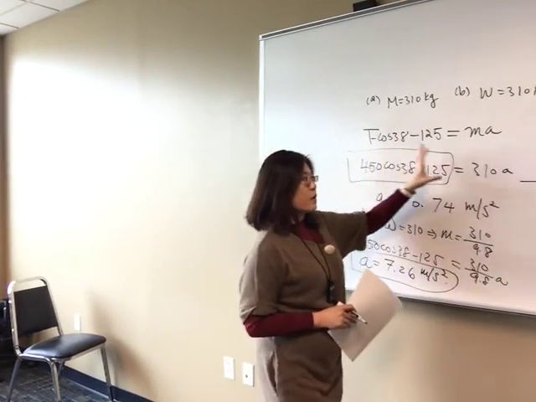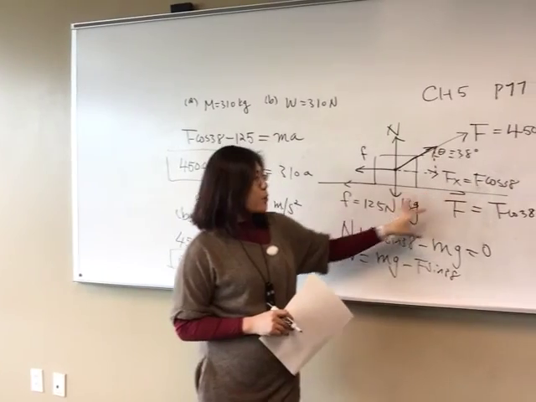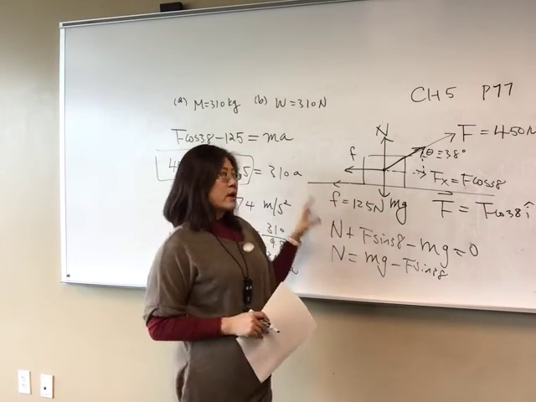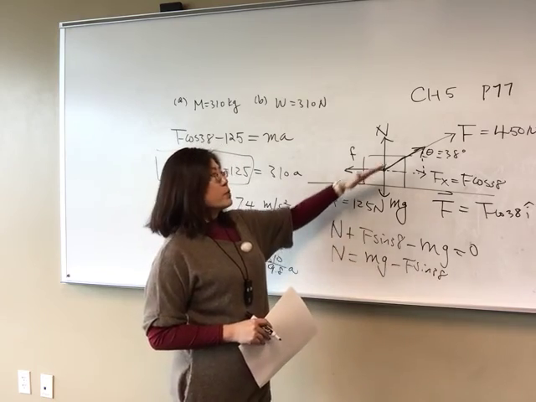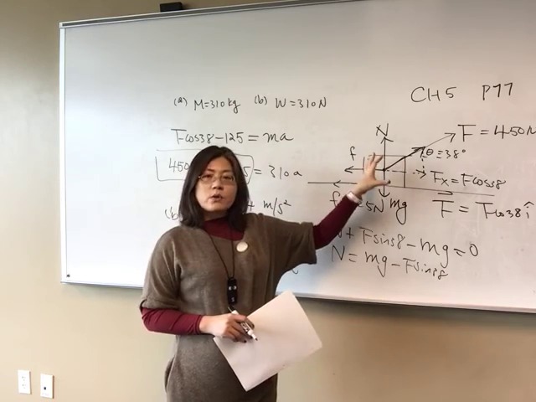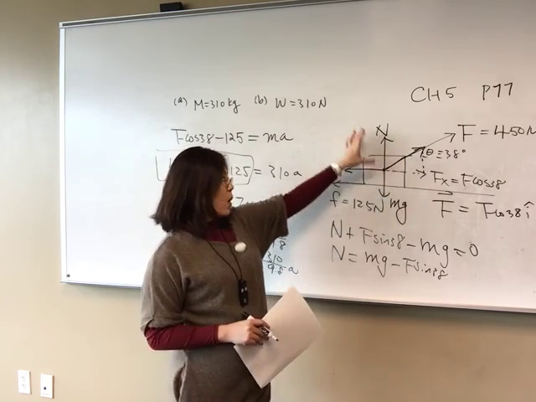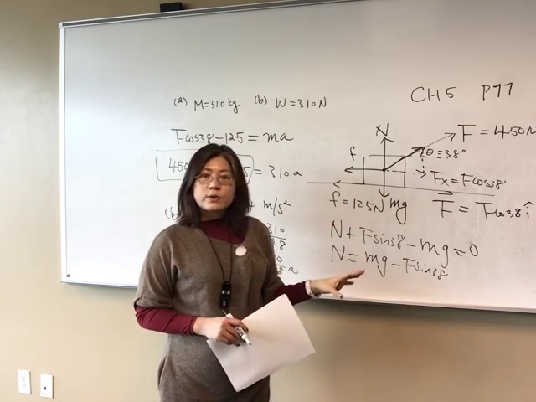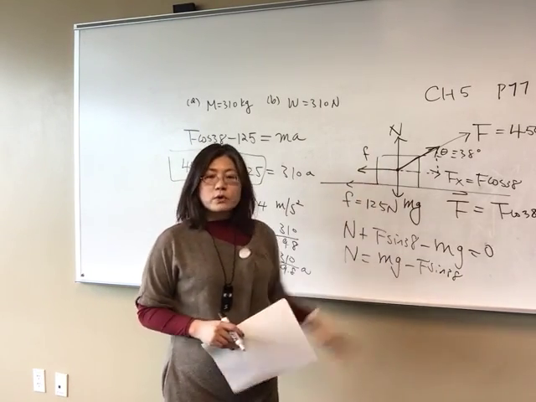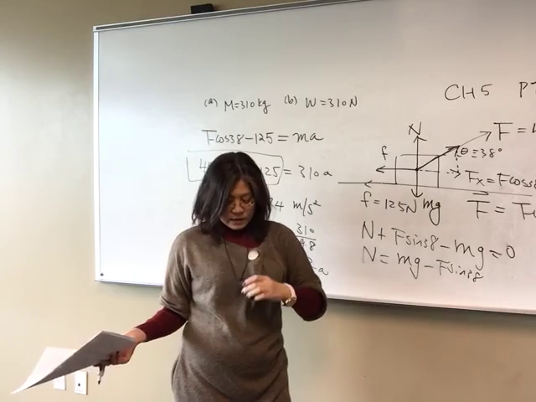The important thing is that when you have multiple forces acting on the object, how do you apply Newton's second law to find the acceleration? You need to resolve the vector into the x and y components, sum all the x components and set it equal to ma, and sum all the y components together and set it to 0 if it's not moving in the vertical direction. Okay, so that is that.